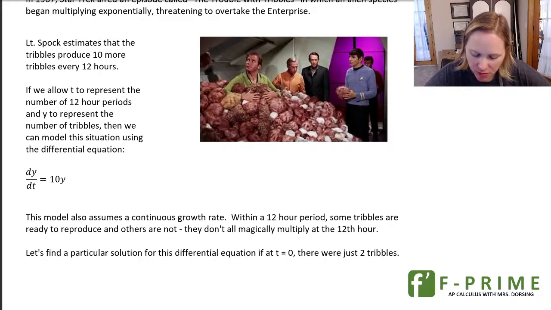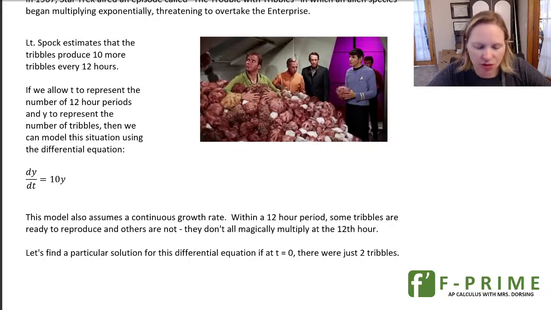This model also assumes a continuous growth rate. And what that means is that within a 12-hour period, it's not what we call a discrete amount of time that it takes for these tribbles to multiply. You have tribbles at various stages of their life. They grow at different rates. And so what's happening is within that 12-hour period, you have tribbles that are multiplying and creating more tribbles.